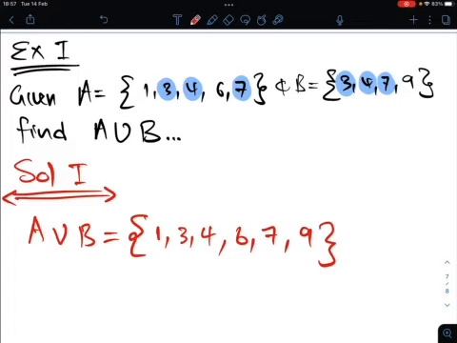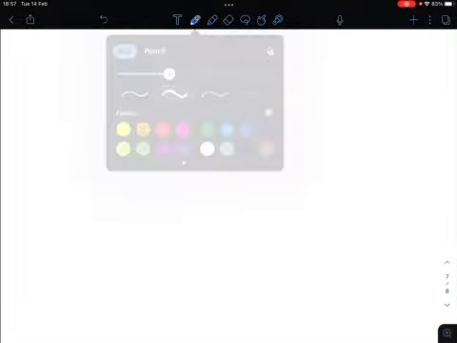Then the next thing that we want to talk about is the intersection. So we have another operation, which we have mentioned, which is the intersection.